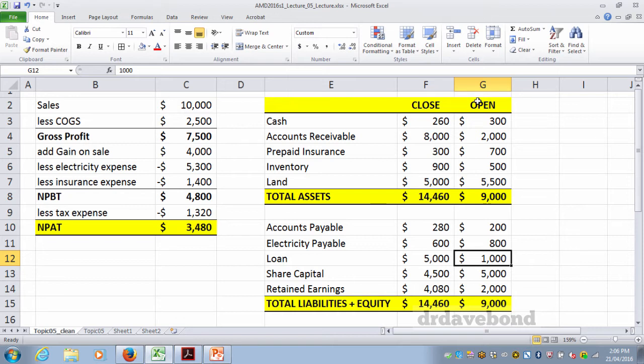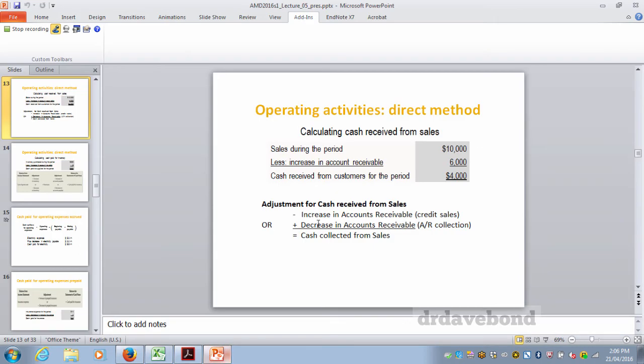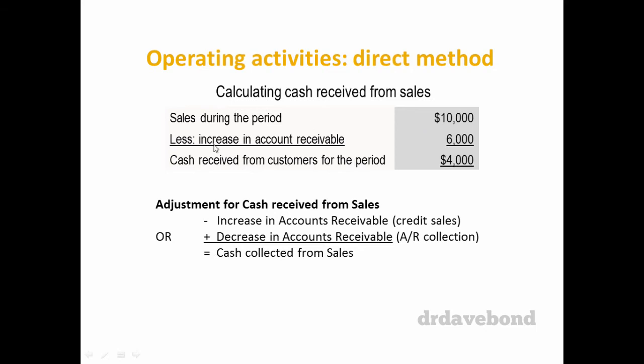If you look at the first one, for calculating cash received from sales: sales during the period are 10,000, and the increase in accounts receivable is 6,000. I've kept consistent with that $6,000 increase, but I've given some numbers behind the start and end points, so it's gone from 2,000 to 8,000. And then we can see cash received from customers in the period.